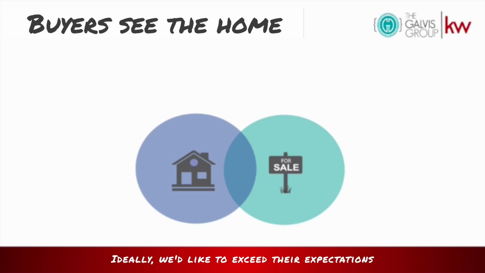Ideally, we'd like to exceed their expectations by just a little bit, in which case we're generally going to get an offer out of every 2 to 3 of those buyers who have seen the home and it exceeds their expectations. The third thing that can happen is that they might be disappointed by the home when they see it in person based on what they expected to see when they got there. Disappointed buyers don't buy homes.